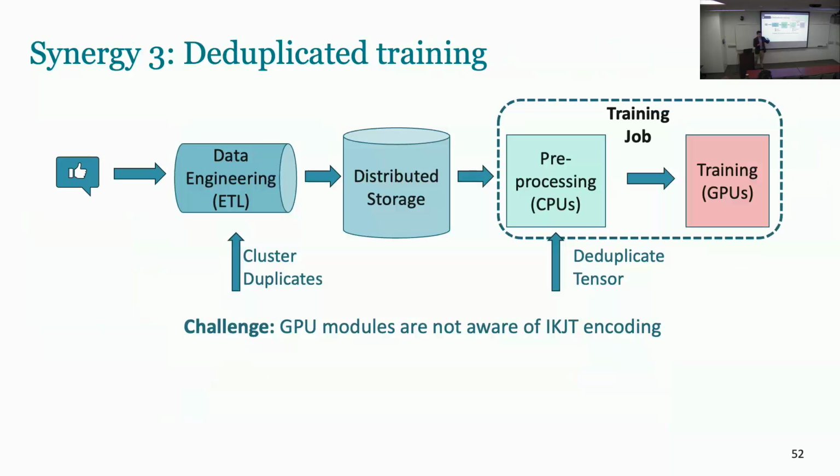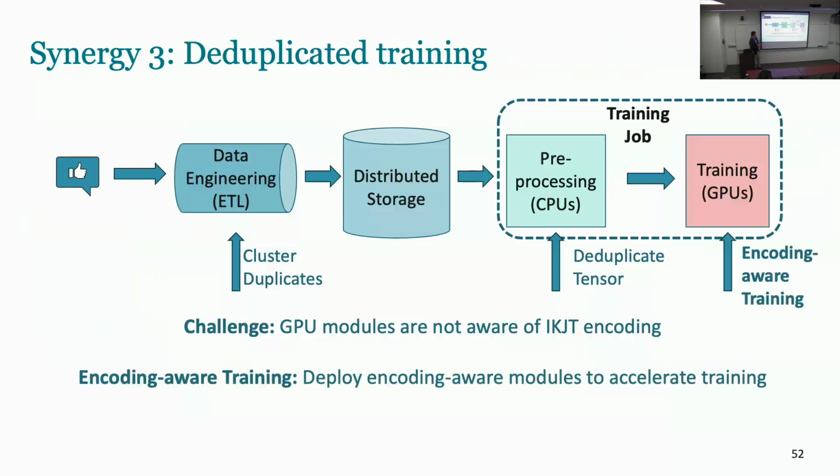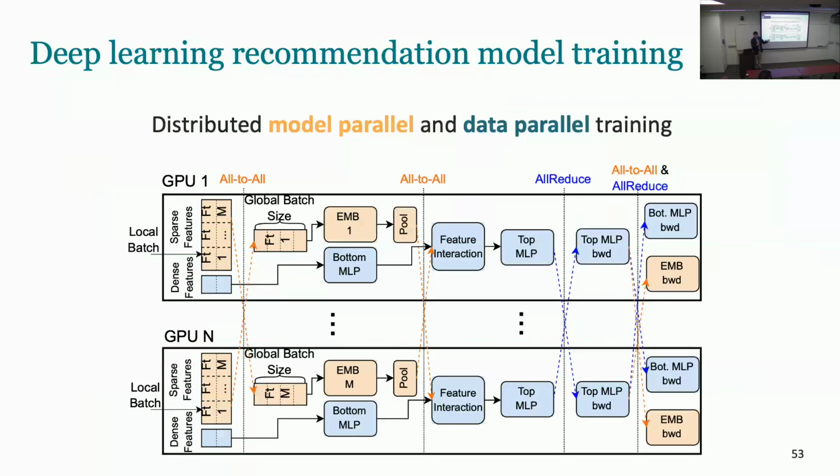And the last key optimization is that the GPU modules are not aware of this new encoding, so let's make them aware of how to use it. The last technique is deployed inside the GPU or the model architecture itself. As a very quick bit of background, we typically train these models using your typical data parallel and model parallel training. I won't go into the details here, but the point I want to make is that we have lots of GPUs that talk to each other for each training iteration that we send this batch through.